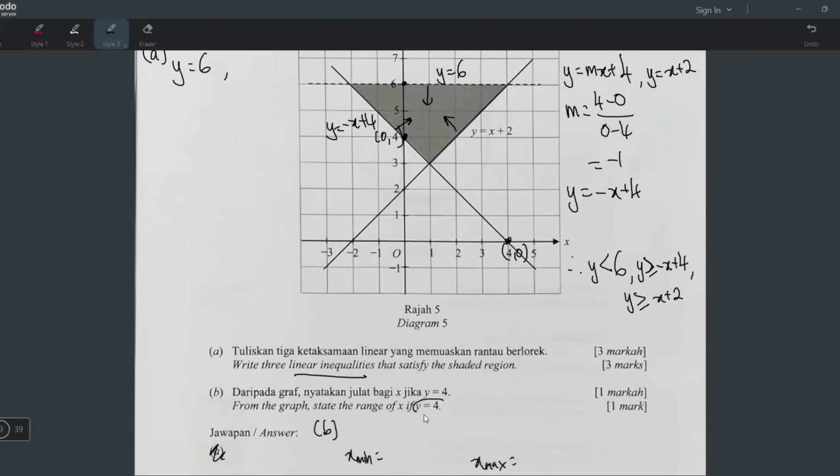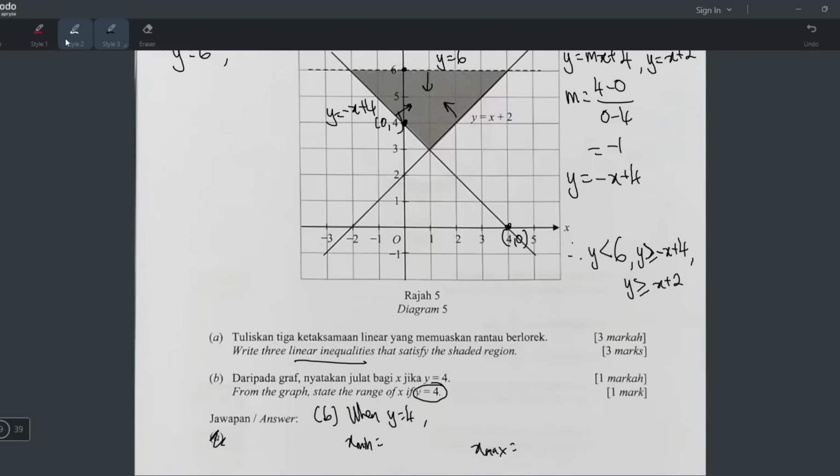Okay, but you have to go to y-axis 4 first. So I write here when y equals 4, and then find the x minimum and the x maximum. All right, so if you go to the y-axis, cari 4, it will be here, right? And what is the x minimum? 0 lah. Because x minimum means you take the first contact point with the shaded region.